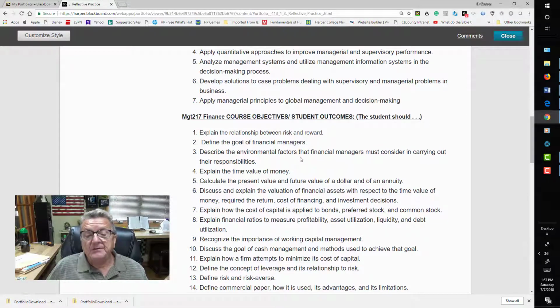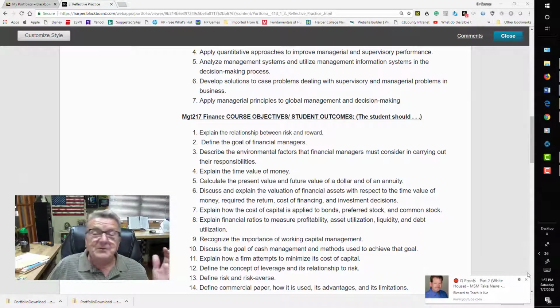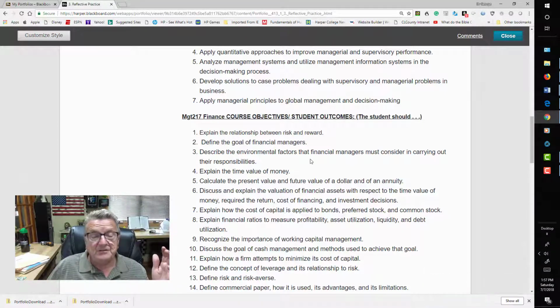Describe the environmental factors the managers must consider in carrying out the responsibility. Right now, when you look at the factors that managers have to deal with, the new administration, the Trump administration, or the Trump effect, for lack of better words, with President Trump. He's got the trade wars, he's got all this. So financially, how do I protect my organization depending on what the unknown is?